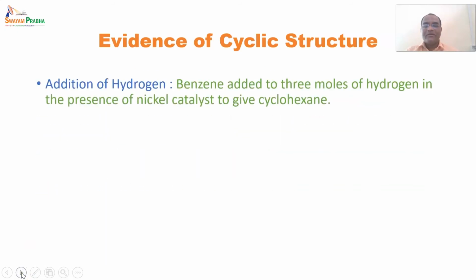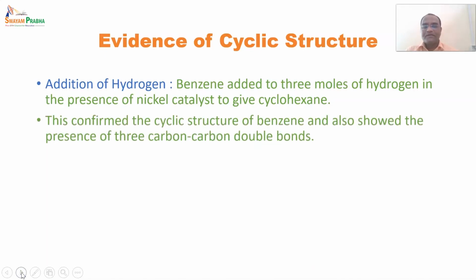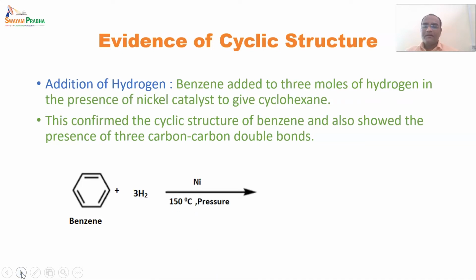After that, the second evidence for the cyclic structure of benzene. Benzene added 3 moles of hydrogen in the presence of a nickel catalyst to give cyclohexane. This confirmed the cyclic structure of benzene and also showed the presence of 3 carbon-carbon double bonds. So this is the structure of benzene, and 3 moles of hydrogen are reacted in the presence of nickel, usually Raney nickel, which is utilized in such reactions.